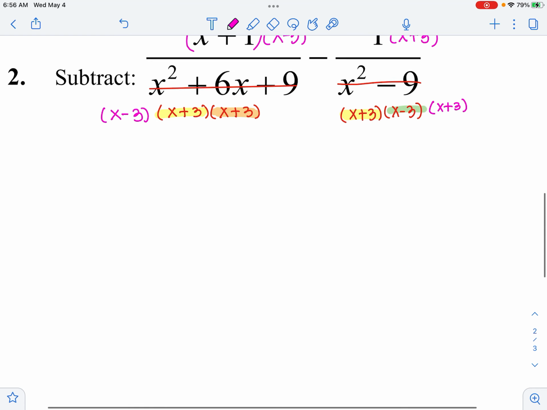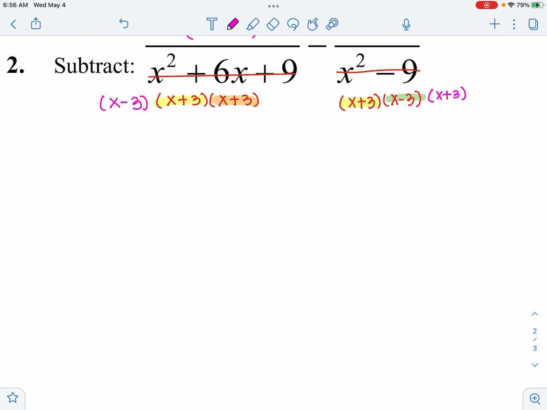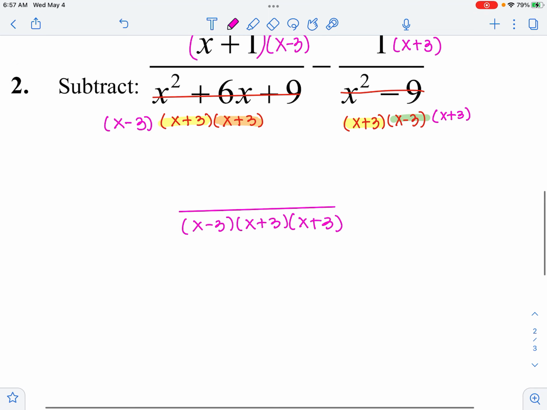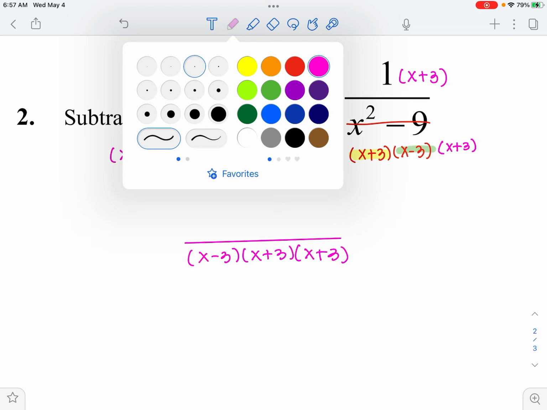So we're going to do the same idea here. We're going to write our common denominator. Our common denominator is x minus 3 times x plus 3 times x plus 3. It can be in any order. These factors can be moved around. It doesn't matter as long as you have all three. And now we're going to write our new numerator.